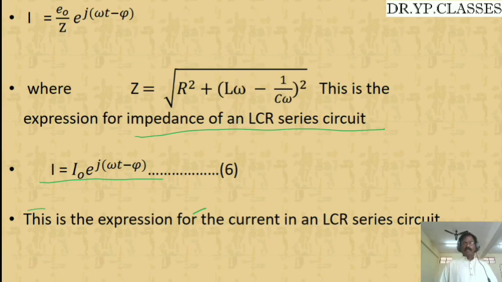So we have derived expressions for both the current and the impedance in the LCR series circuit. And it is found that the current always lags behind the EMF by a phase of phi. So EMF again leads the current. So that means the inductance dominates in the circuit rather than the capacitance or resistance. So up to this we will stop the video and we will continue the discussion in the next video.